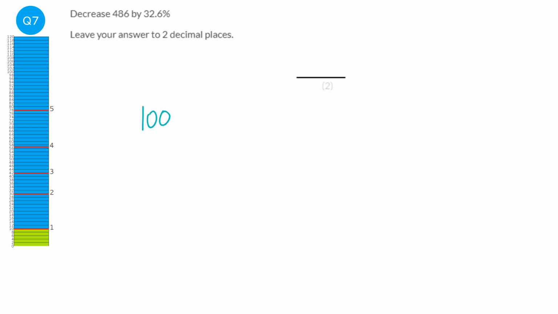We're going to start off by finding what the multiplier will be. So we'll start off with 100%, and it's a decrease of 32.6%. So we're going to take that away, and that will leave the percentage as 67.4%.